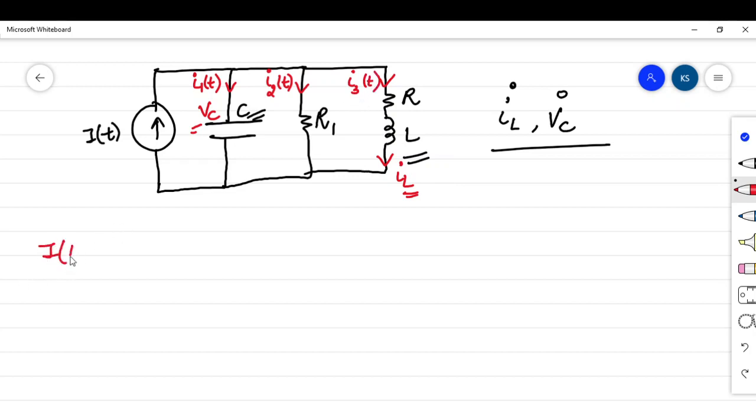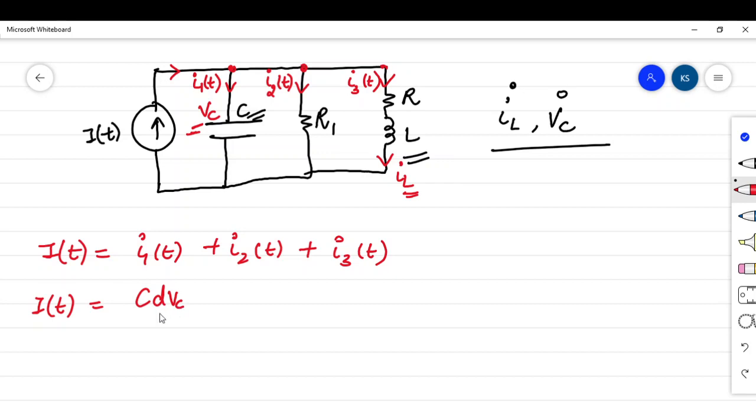So we can write I(t) equals, because we are applying KCL at this node, current entering a node equals current leaving. So I(t) equals I1(t) plus I2(t) plus I3(t). From the circuit, we can observe that I1(t) can be written as C dVc by dt. As you know, capacitor current is always equal to C dVc by dt. So I have written it as C dVc by dt.